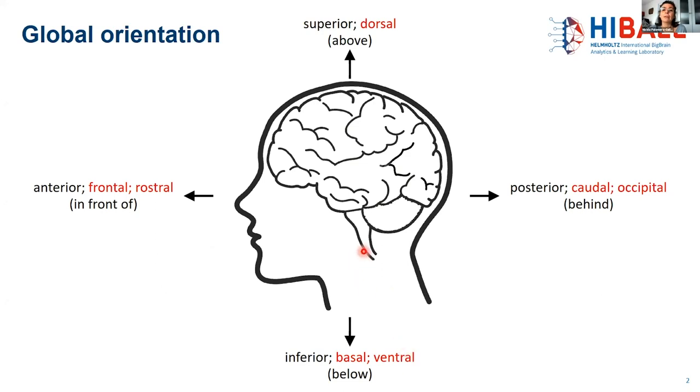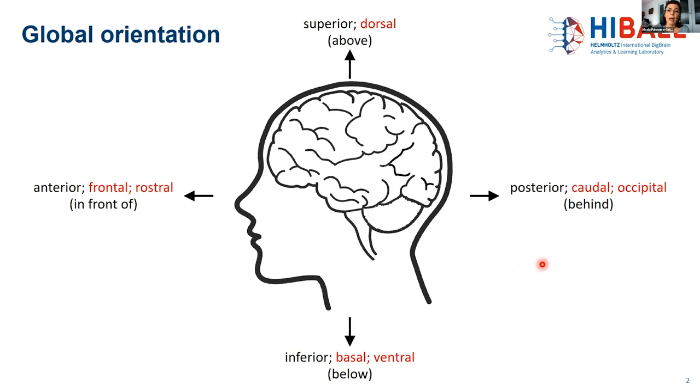And you can see that the words dorsal and frontal and basal or caudal are the ones that are used to define our relative position in relation to the brain, whereas superior, inferior, anterior, posterior would be terms that we use to describe relative position in relation to the entire body.